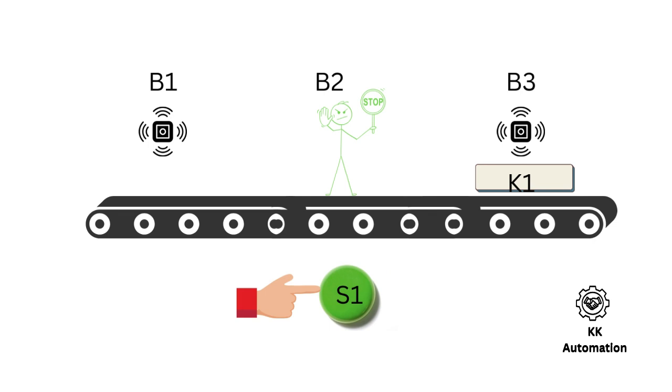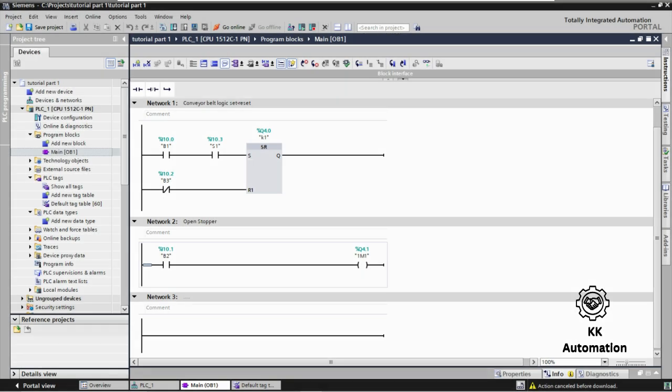Basic logic explanation. Our logic works like this. If a piece is detected and the button is pressed, we turn K1 on. Note, B3 sends a high signal if no component is present. If B3 is high, the reset will not trigger. If B3 is low, it means a piece is there and the reset will activate. B2 directly activates the stopper. This is known as a direct assignment.